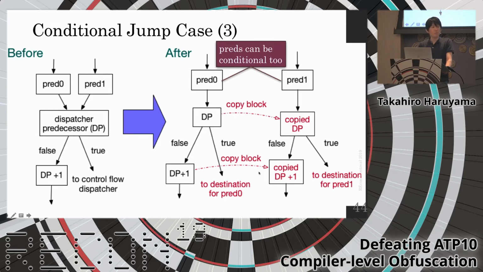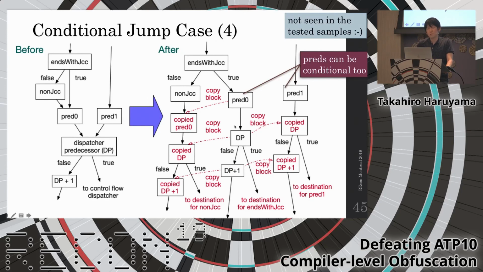Conditional jump case 3 can be handled in the same way, but predecessors can be conditional too. In that case, the dispatcher predecessor should be copied even if the tail instruction is not a conditional jump. The conditional jump case 4 is the most complicated, but actually I've not seen the case in the two tested samples, but I implemented it.